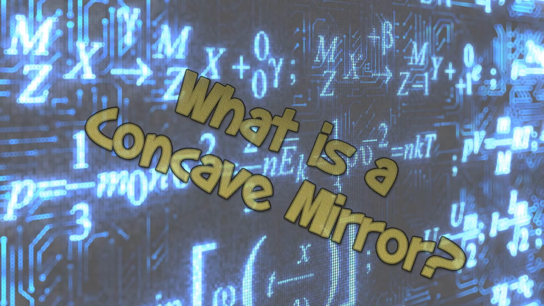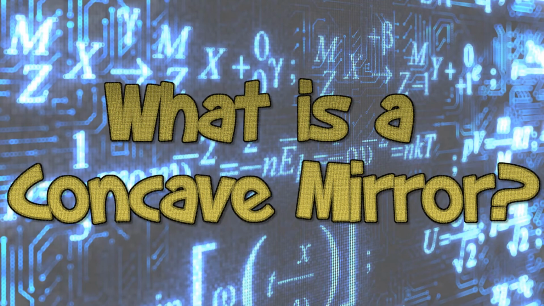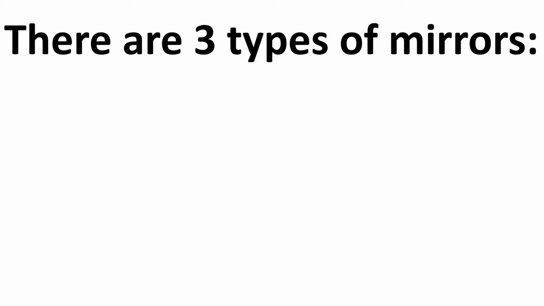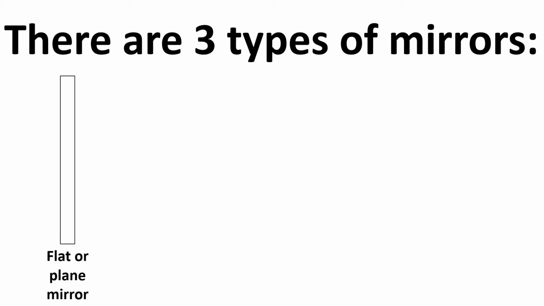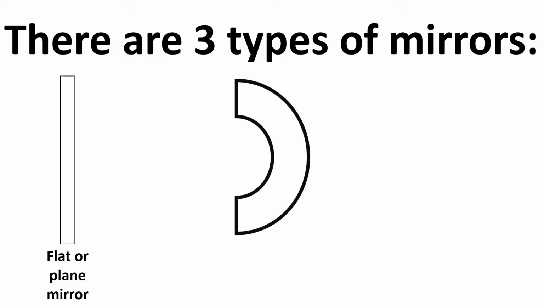In this lesson, we're going to look at what a concave mirror is. There are three types of mirrors that you may have encountered in your lifetime. The first one is just a flat or plain mirror, like you have in your bathroom or on the wall of your house. The one we're looking at in this lesson is a concave mirror.